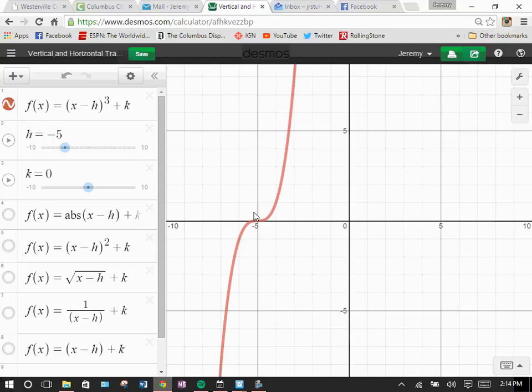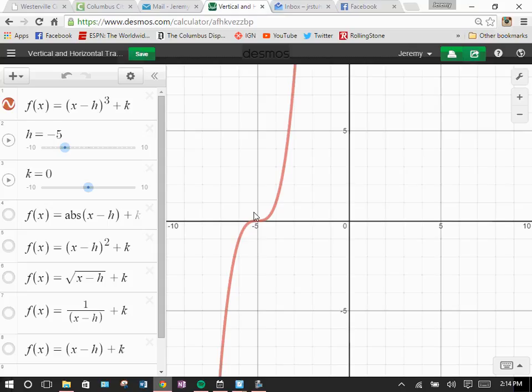Because if you plug these in, which is what I actually did there, so h is negative 5, correct? You have x minus negative 5. Well, when you subtract the negative, you can just rewrite that as a positive addition sign, so it'll be x plus 5 to the third power.